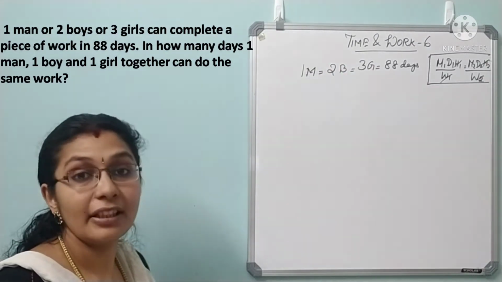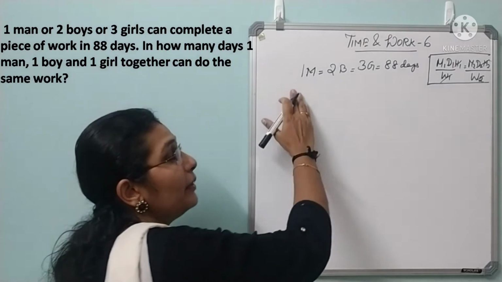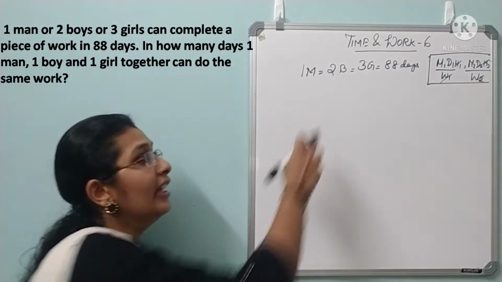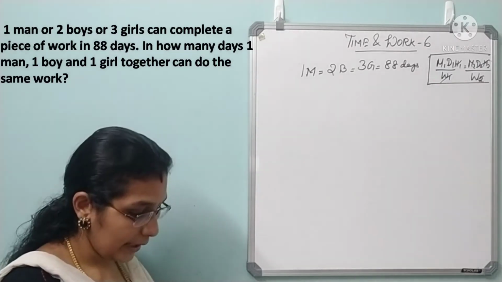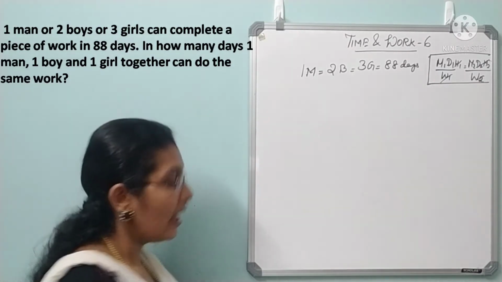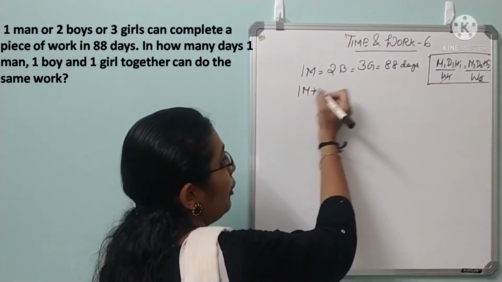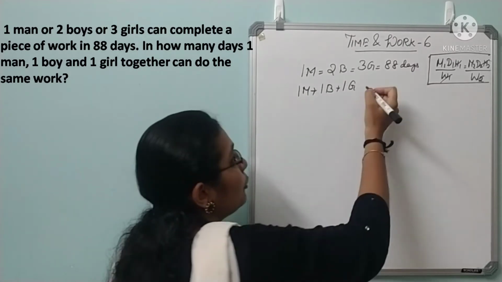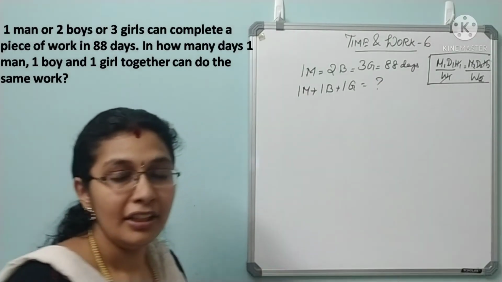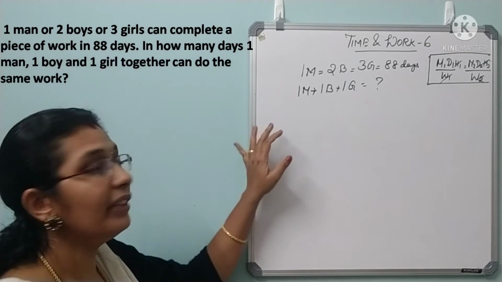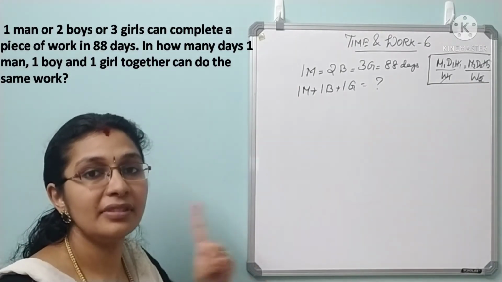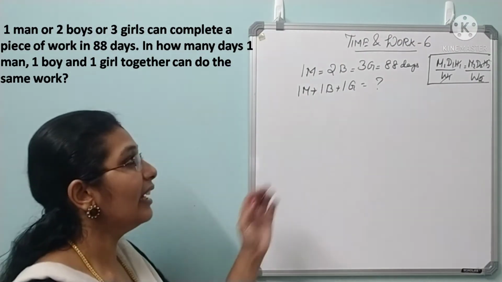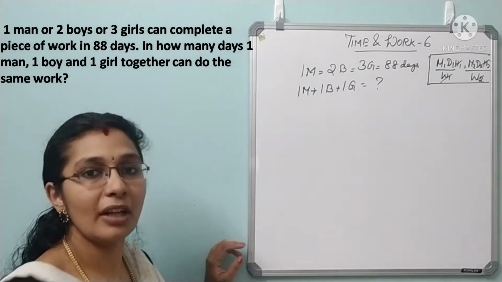Listen to the question carefully. If it is 'and', that means they join together and work for 88 days. Here it is 'or', that means their work is equal. Okay, in how many days can 1 man, 1 boy and 1 girl do the same work? Now, what is our first work? We will have to bring all terms to a single unit, either to men or boys or girls as you wish. Here it is easy to convert to girls, I think, so I will go with girls.